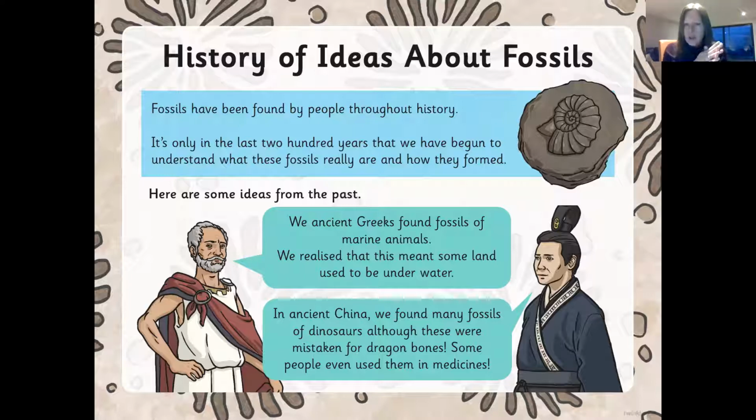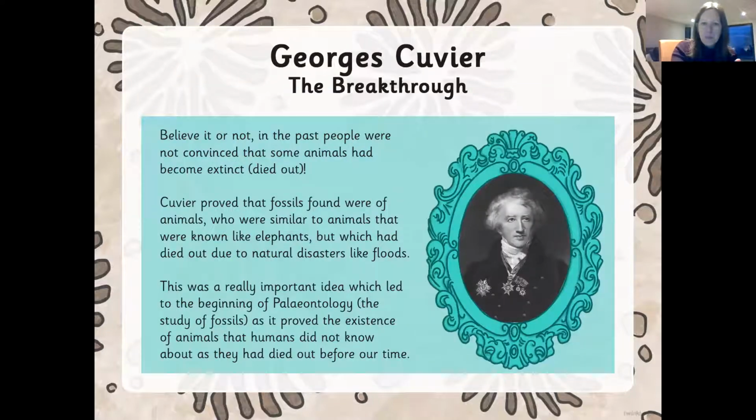In ancient China, it says we found many fossils of dinosaurs, although these were mistaken for dragon bones, because we know the dragon's a very important animal to Chinese culture. So some people even used them in medicines. That was what they thought they were, that they belonged to dragons, and they thought that would give them a special, magical power, almost medicinal power, and therefore they were used in medicines.